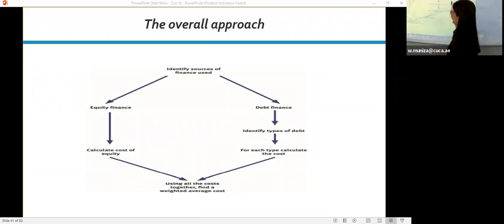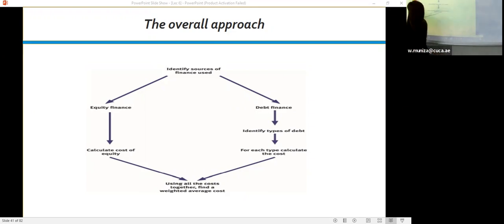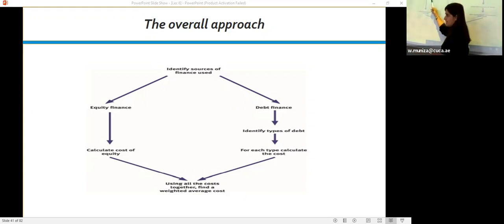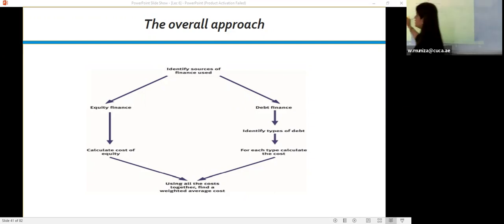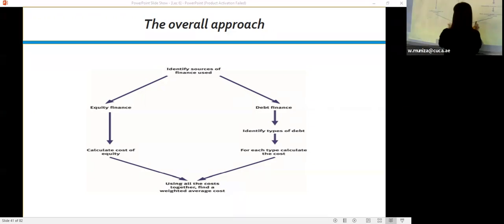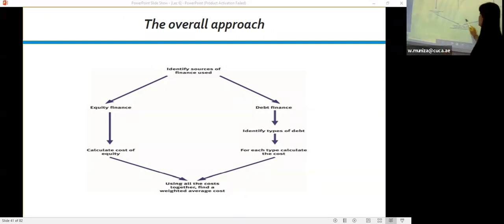But to this end, we are going to identify the sources of financing which the company is using. Those sources of financing can be equity finance or they can be debt finance. Under debt financing, we need to see which form of the debt is being used. For each type of debt, we are going to calculate the cost. For each type of equity, we are going to calculate the cost of equity. We are going to merge them. We are going to calculate the weighted average cost of capital.